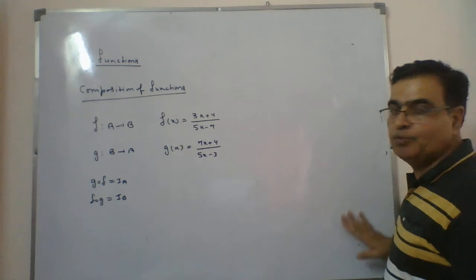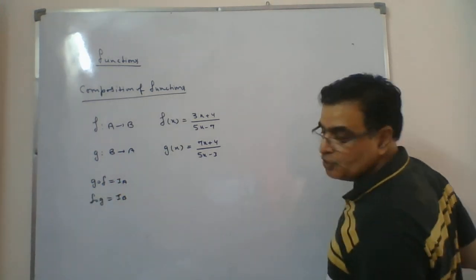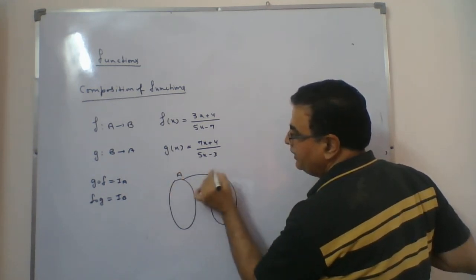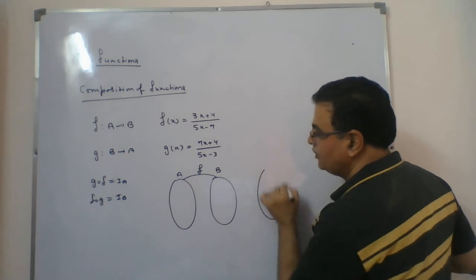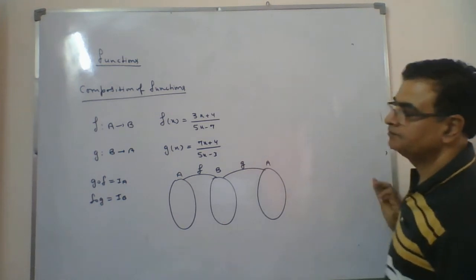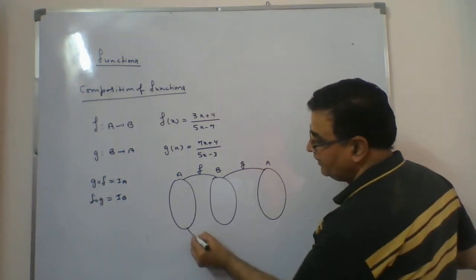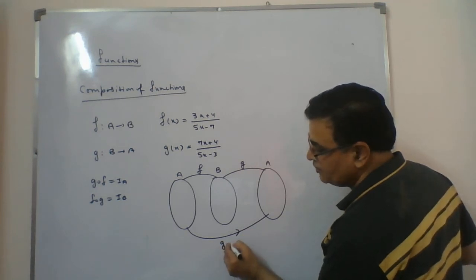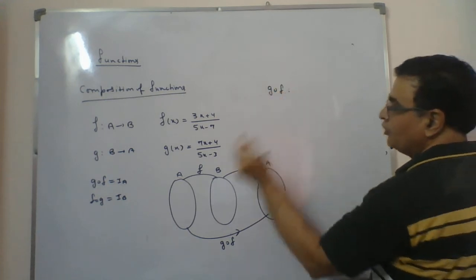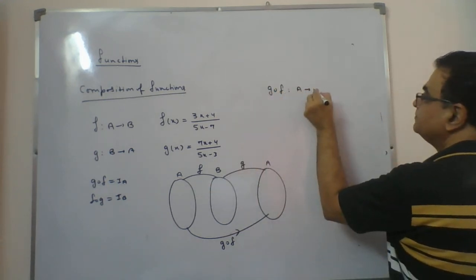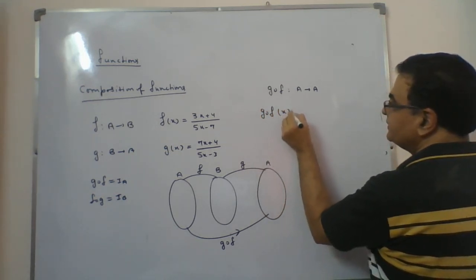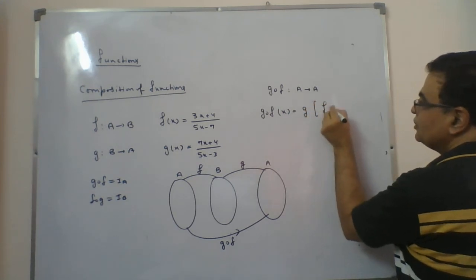Now we'll do it, then it will be more clear. First we go for GOF. GOF means first function is F, so it will go from A to B. This is function F. Then we'll go from B to A, this is G function. Then this function will be called as G composition F. So one thing is clear that GOF will go from A to A. We have decided this. Then I go for GOF(x). What the result says, G of f(x) here.